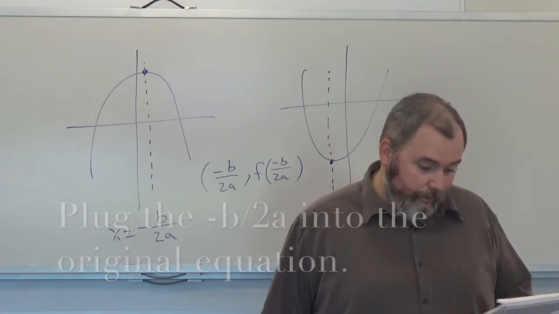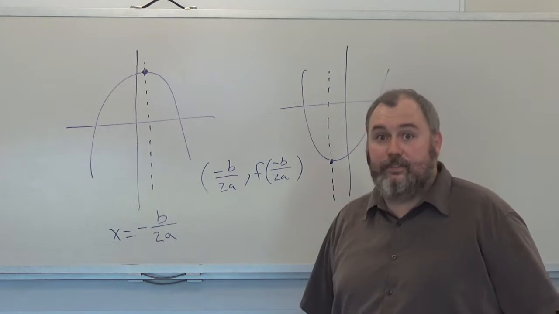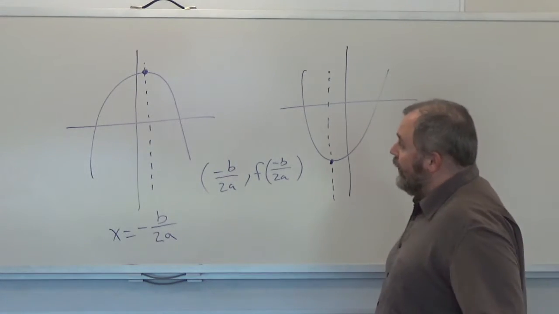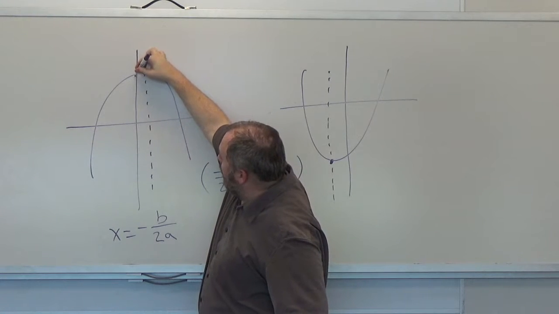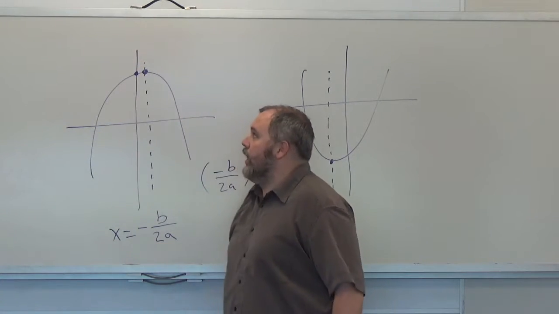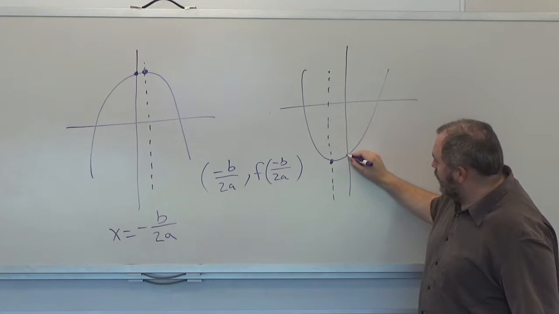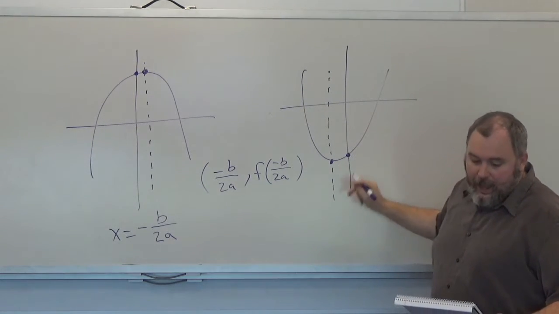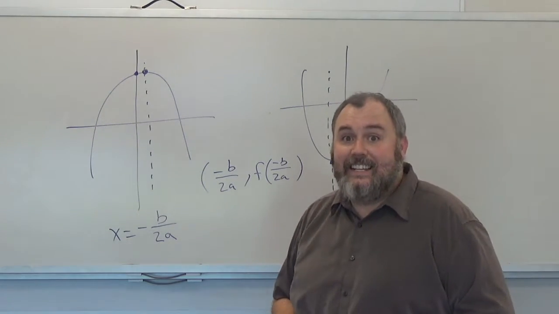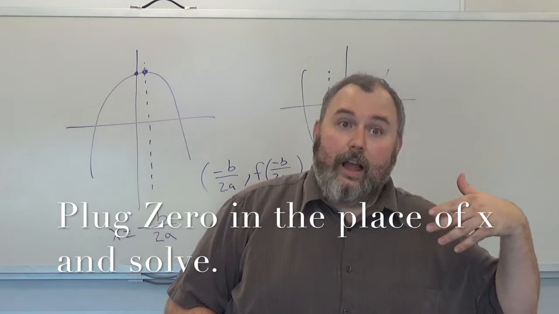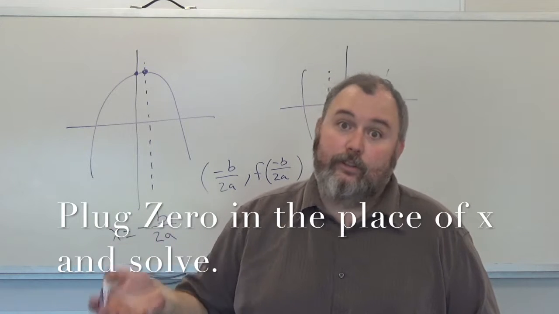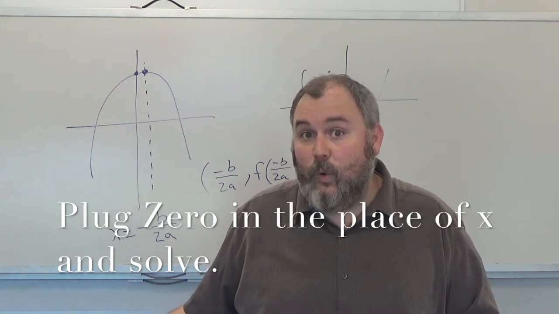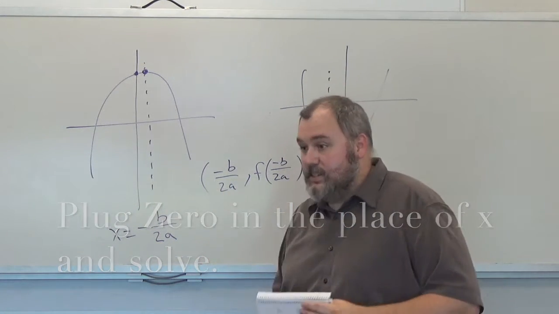Alright, so y-intercepts. The y-intercept is where the graph crosses the y-axis. On this one, it crosses here. That's my y-intercept. Same thing on here. Here's my y-intercept. It's found by plugging 0 in for x in the original equation. So wherever there's an x, put 0 in its place and solve for y, and you have your y-intercept.